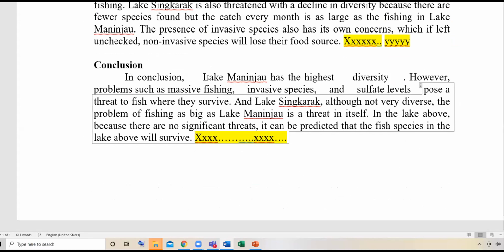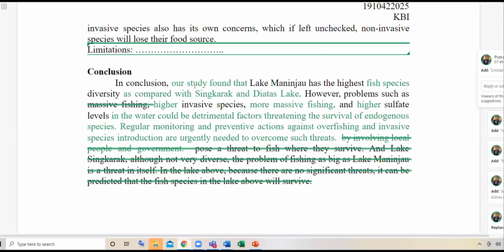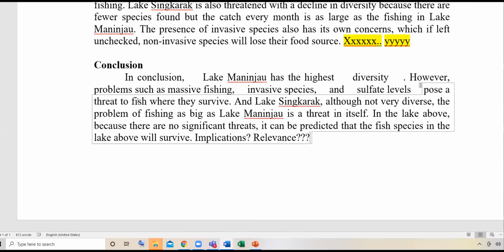So you just make a simple summary of the findings, and do not forget to put what the implication is. What is the relevance? Okay, I will show you like previously, probably here, I put here. So I just tried to revise Ryan's paragraph. So like this, the original statement is like this. In conclusion, Lake Maninjau, and so on, and then there are no descriptions about implications and relevance.